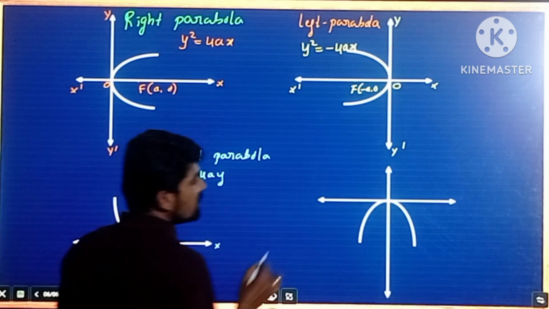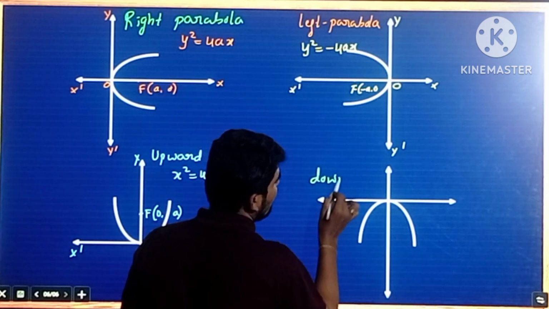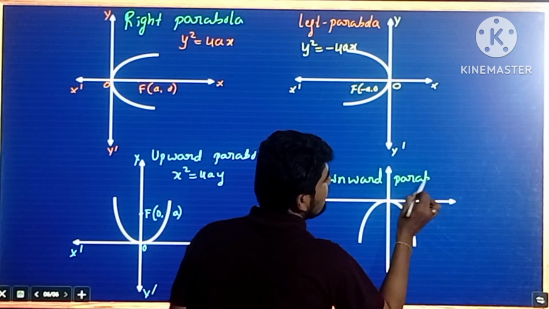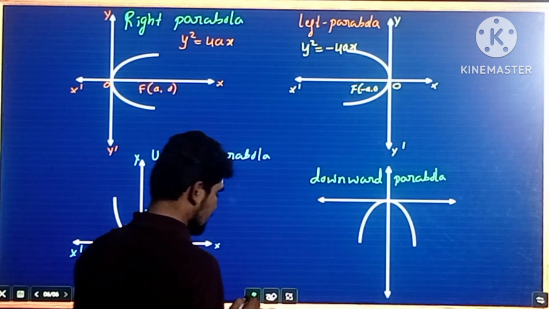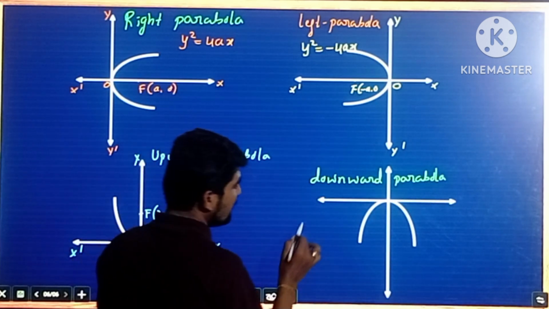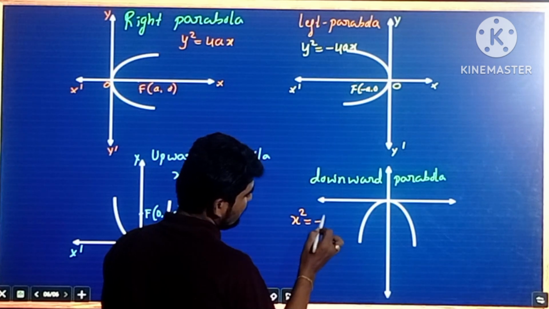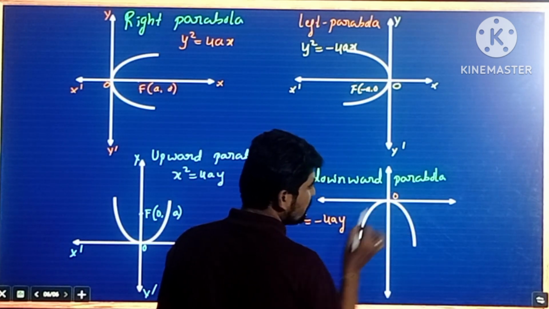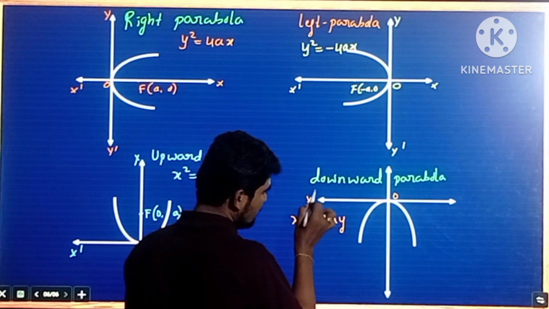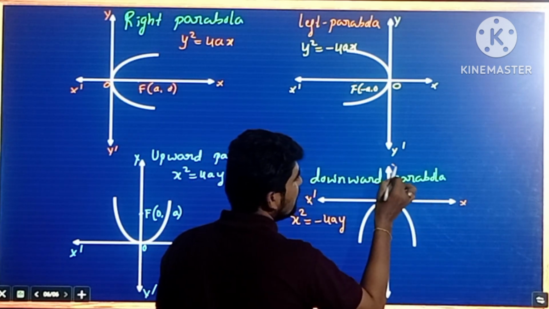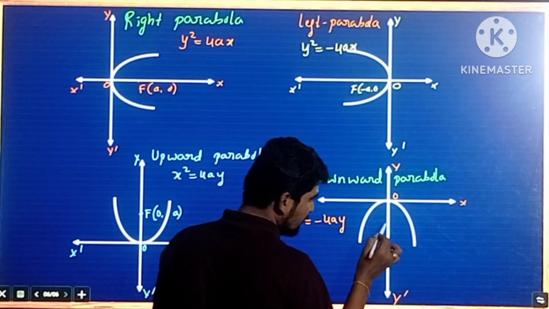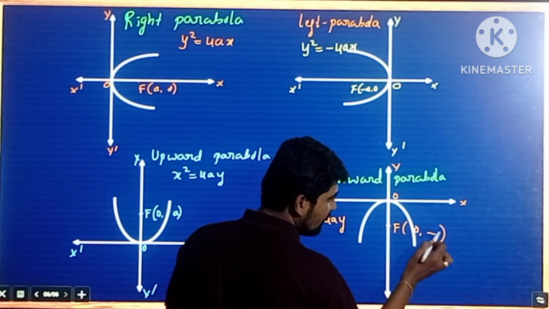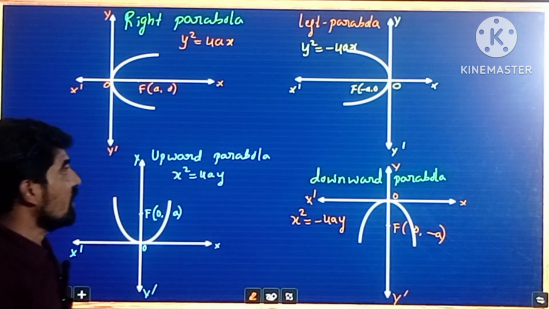And the fourth one is a downward parabola, and its equation is x square is equal to minus 4ay, where origin is the vertex of the parabola, this is the x-axis and y-axis. And one more thing, the coordinates of the focus for the downward parabola is 0 comma minus a. I hope all of you understood.